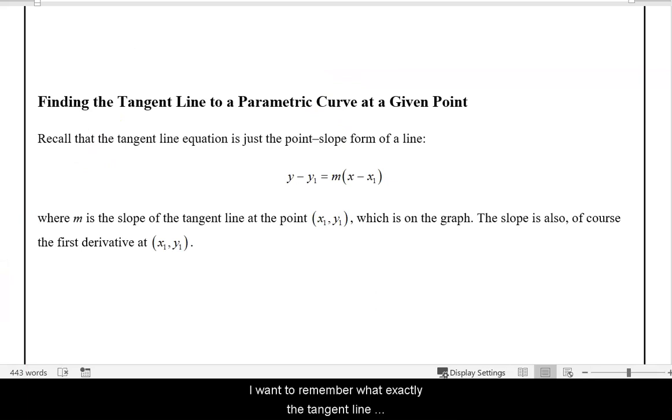We want to remember what exactly the tangent line equation is. Recall this is just the point-slope form of a line: the variable y minus the y-coordinate of a known point equals the slope at that point times, in parentheses, the variable x minus the x-coordinate at the point. The point is (x1, y1). m represents the slope of the tangent line. The slope, of course, is the first derivative at that point (x1, y1).